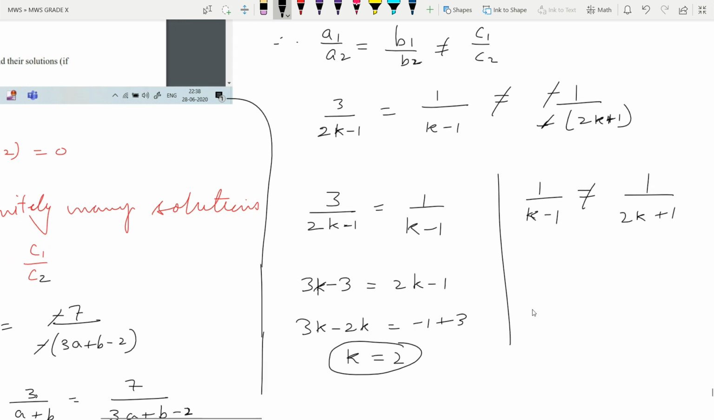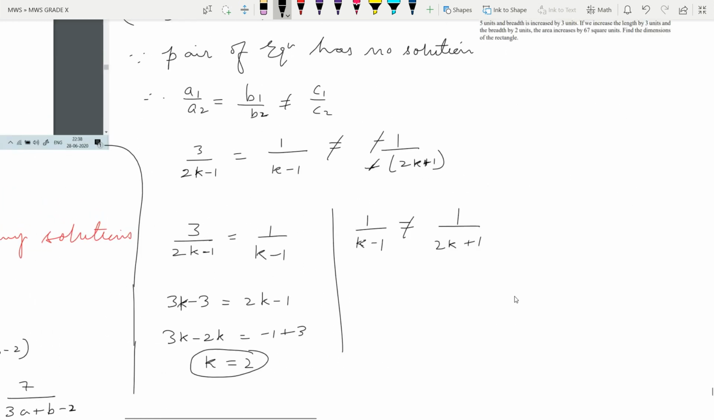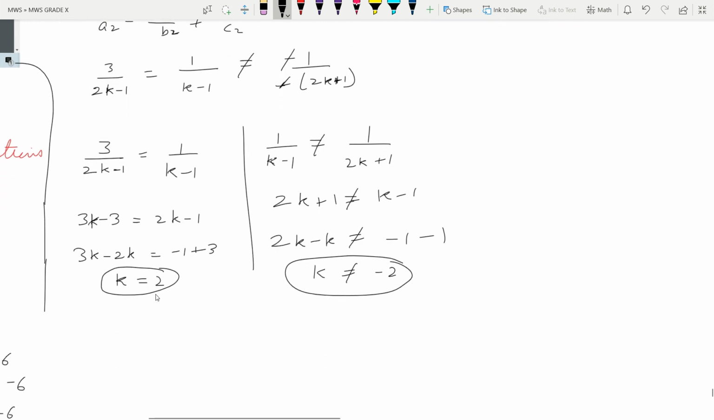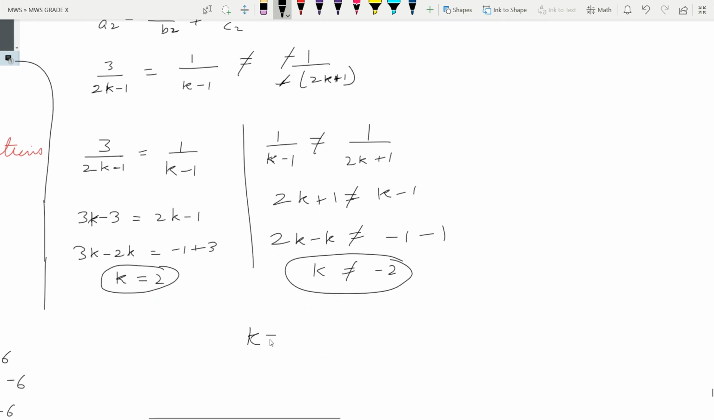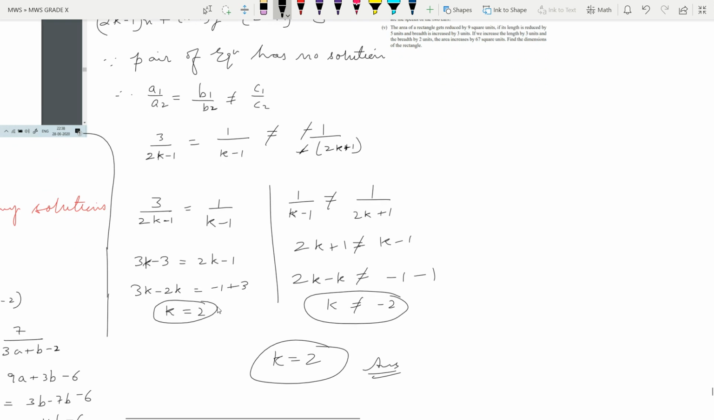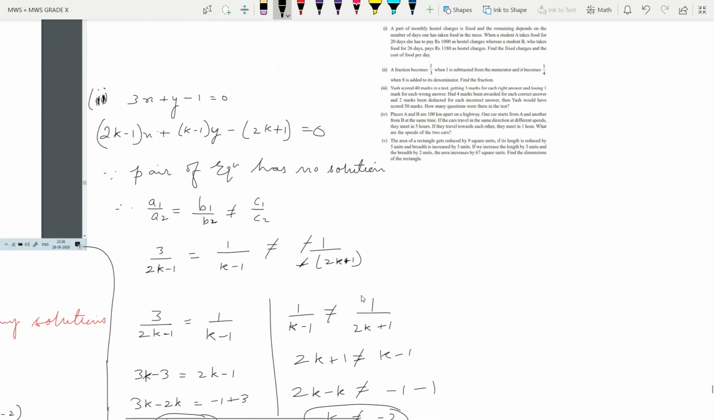Okay, with this let us solve this side. 2k plus 1 is not equal to k minus 1. Bring this k this side, 2k minus k is not equal to minus 1, then this minus 1. So k is not equal to minus 2. So it is very clear that k is equal to 2, k is not equal to minus 2. So the final answer is k equals 2. And this assures us that k is only equal to 2, it can't be equal to the negative of 2. Okay, so this is also over.